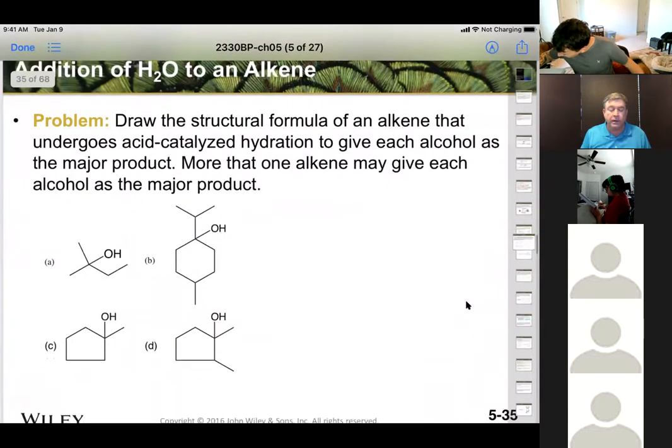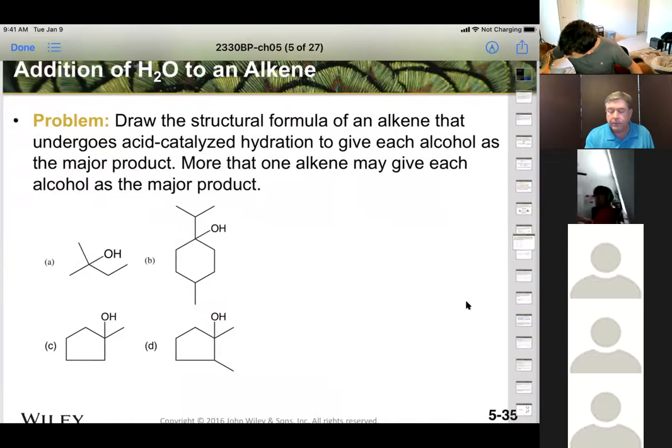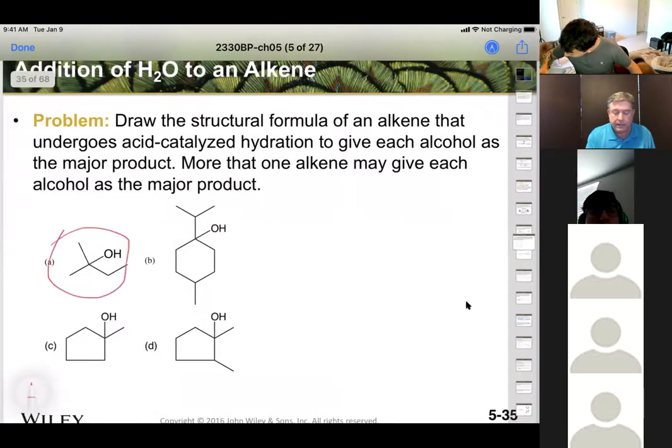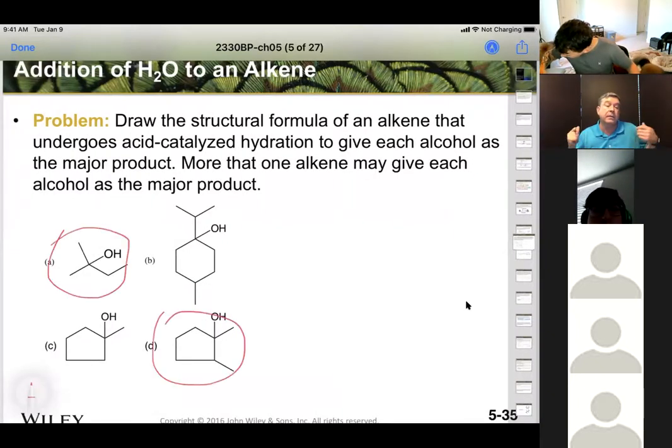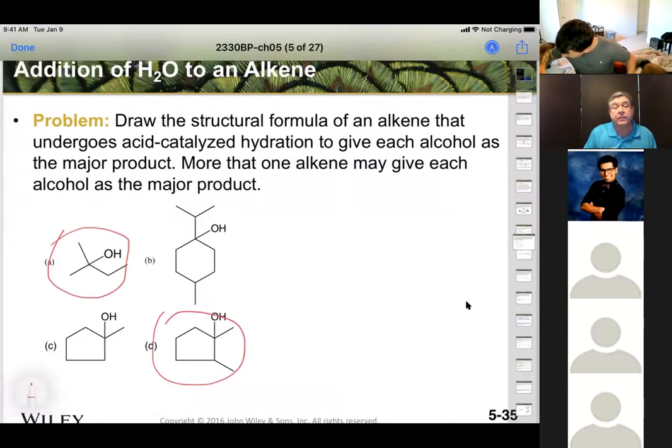Okay, so we're going to take one of these and kind of go backwards. We're going to figure out where the double bond was to make these alcohols. I'm going to do A and D, and you can go back and do C and B on your own and see if you can do it, okay?